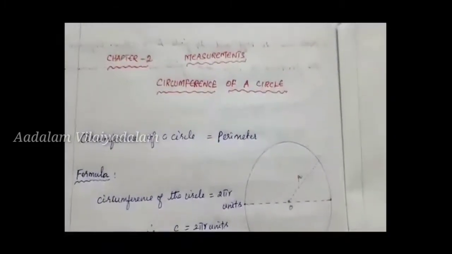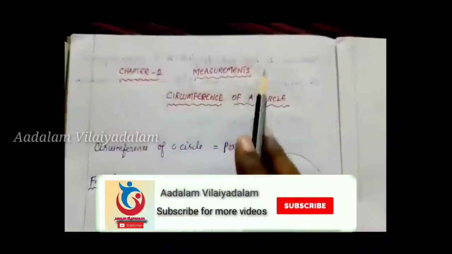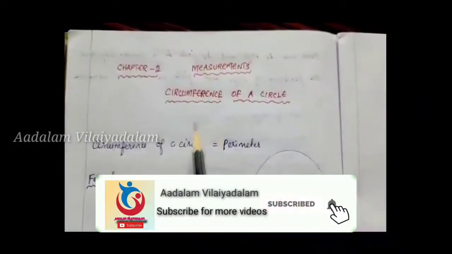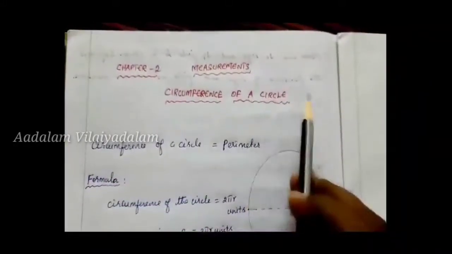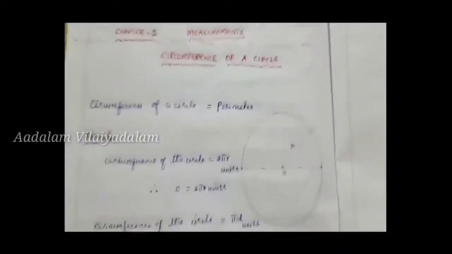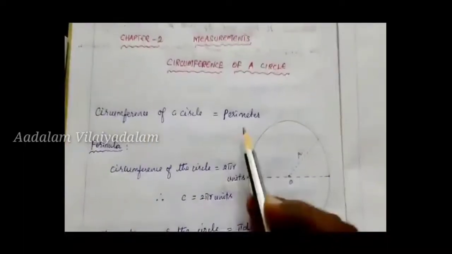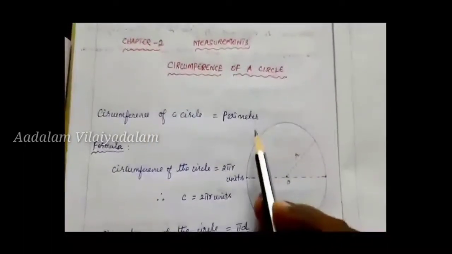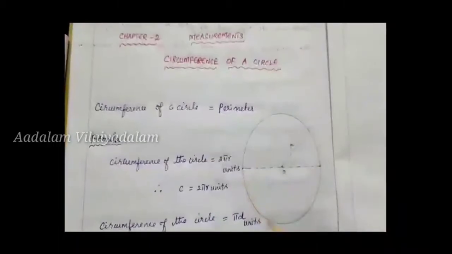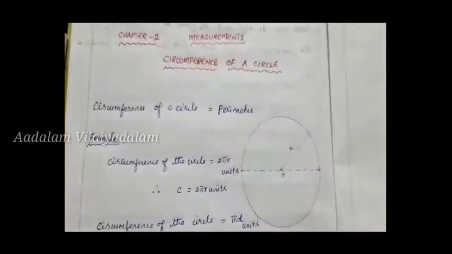Today we shall learn chapter 2, measurements. The special topic is circumference of a circle. So what do you mean by circumference of a circle? In one word we can say, that is perimeter. The boundary of the circle is called perimeter.